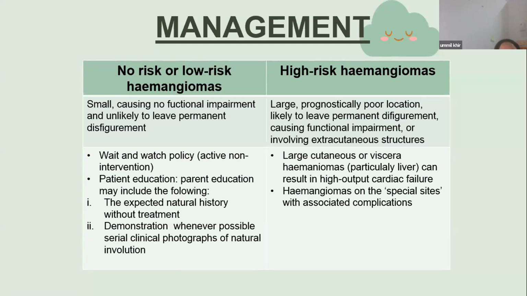So, for management, we classify into no-risk or low-risk hemangioma or high-risk hemangioma. So, under no-risk or low-risk, the hemangioma lesion is usually small, causes no functional impairment and is unlikely to leave permanent disfigurement. So how do we manage them?